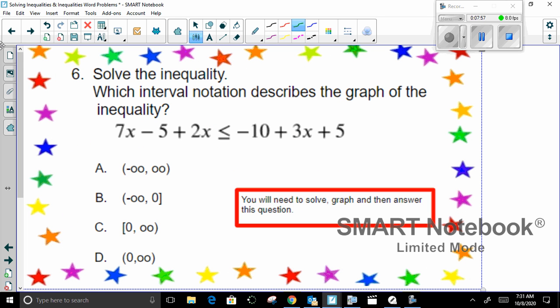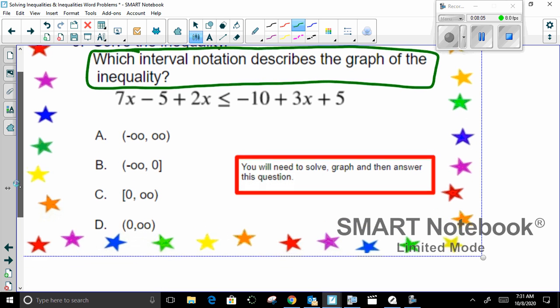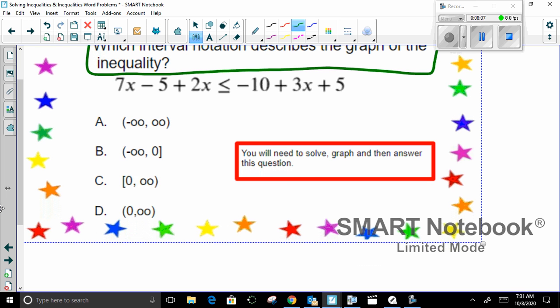All right, solve the inequality. And the question says, which interval notation describes the graph of the inequality? And then I gave you a little hint here. You will need to solve and then graph. Solve, graph, and then answer the question. All right, so it looks like I got an inequality with a bunch of stuff going on. Do I have any parentheses? I do not.